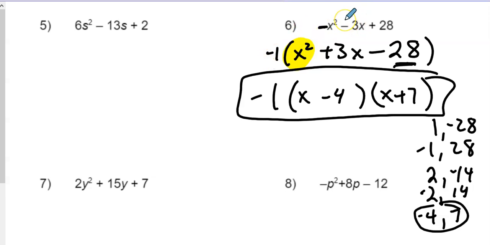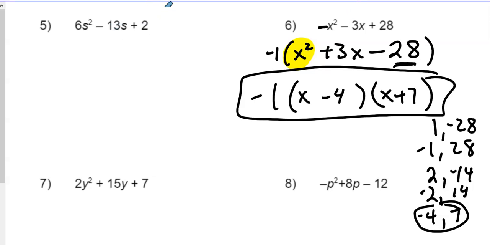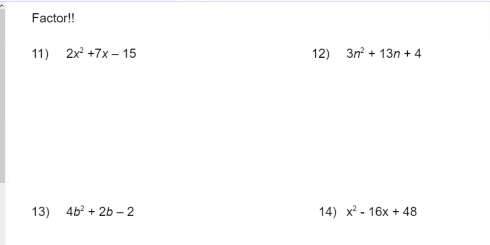We will run into some problems though where we want to actually factor out a GCF. Okay, but let's try some more problems. Let's jump to number 11. So we're factoring here. If I had to guess, split the middle term. Some of you probably want to do that. I'll go ahead and do another split the middle term, and then the next problem I'll do more of a trial and error thing.